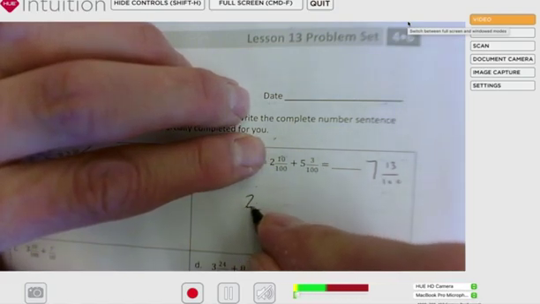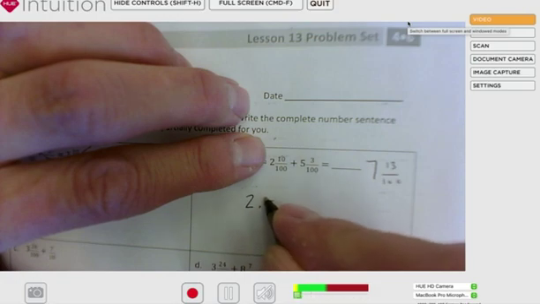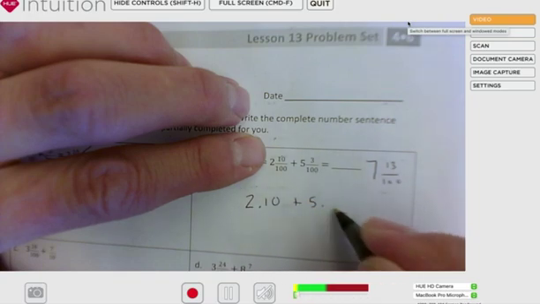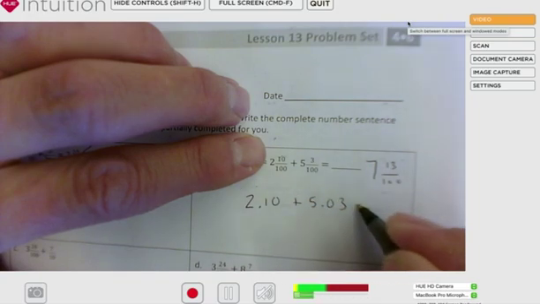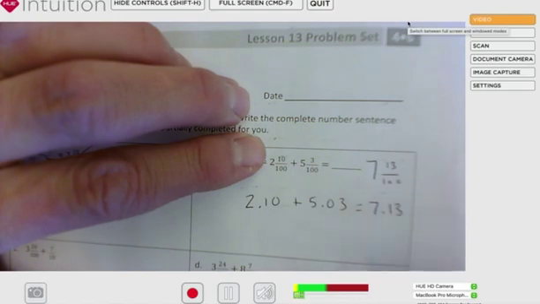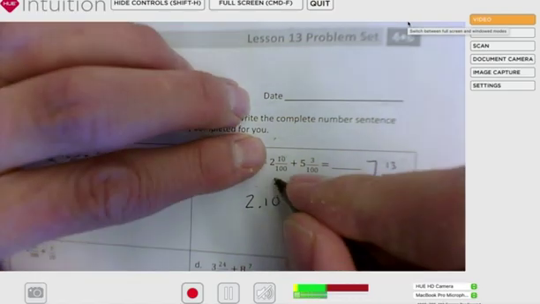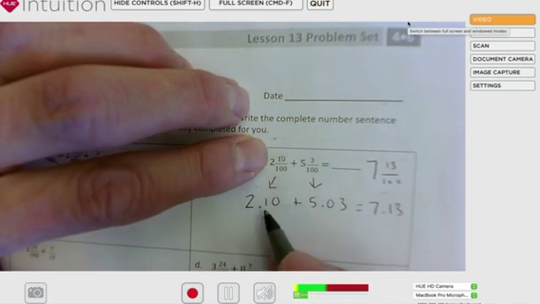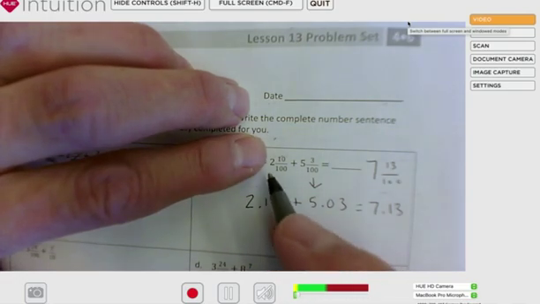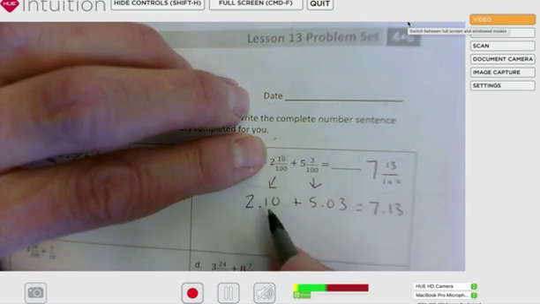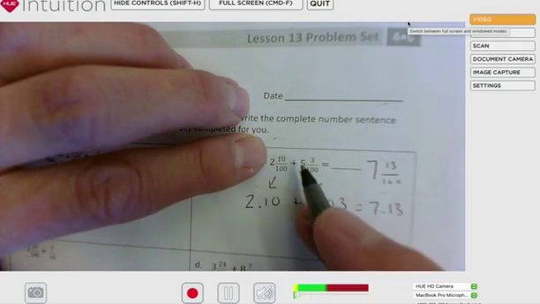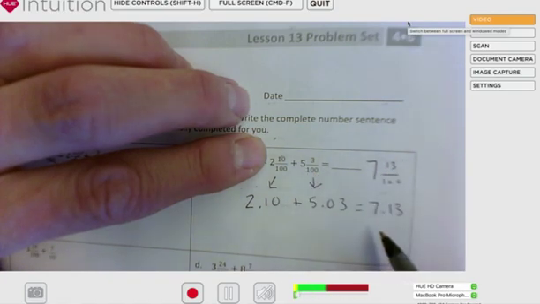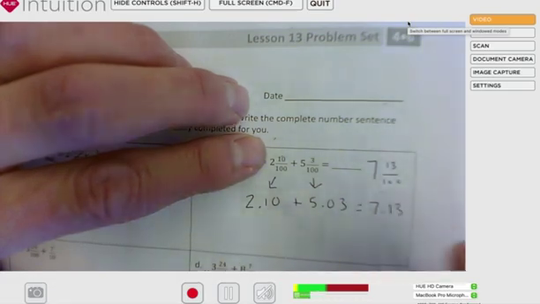So in other words, 2.10 plus 5.03 equals 7.13. So what we're doing is we're just taking each of these fractions, we're putting them in mixed decimal form, which again, we should know how to do. 2 and 10 hundredths, plus 5 and 3 hundredths equals 7 and 13 hundredths. So again, this is stuff we know how to do already.